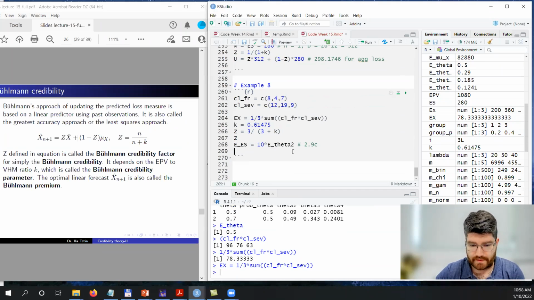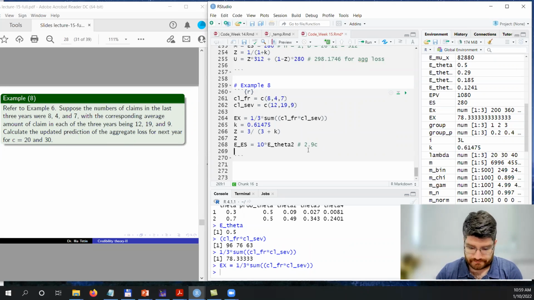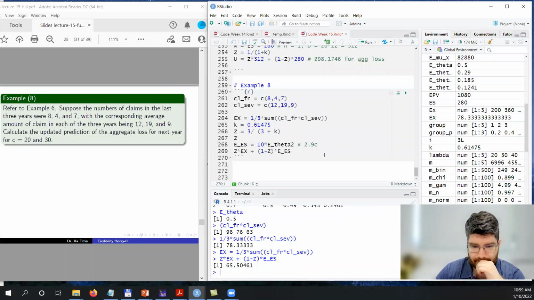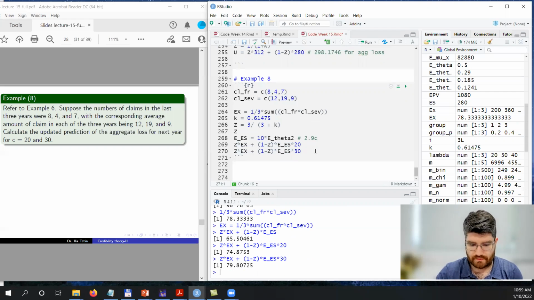Okay. So now we have everything to calculate, and then we will just place the two values, C equals 20 and C equals 30, inside. So Z times EX plus 1 minus Z times EES. This is the value of Z in the first case, and for 30, not the Z, this is the value of the prediction: 74 and 79 when there are two parameters.